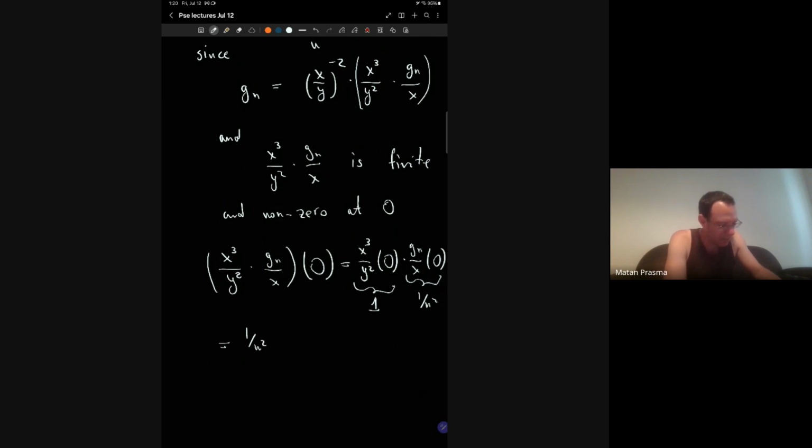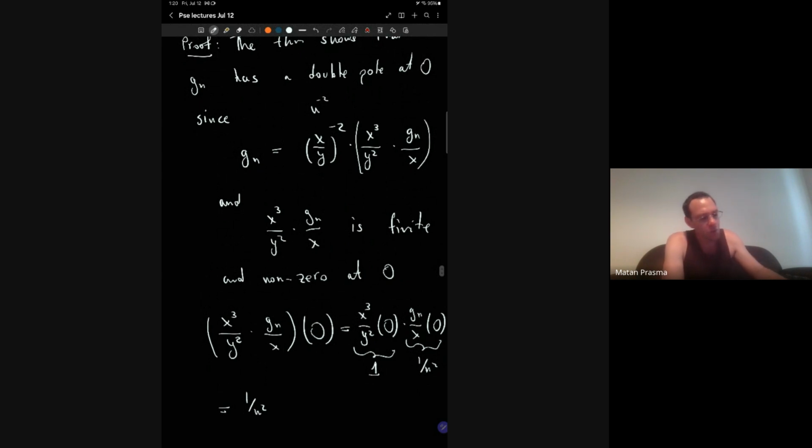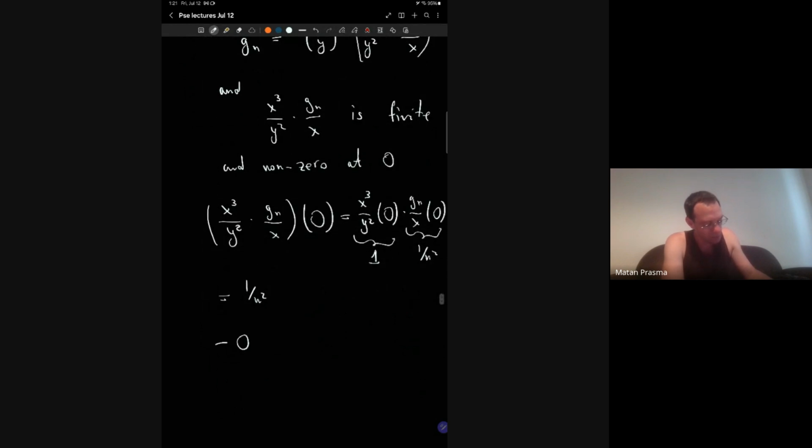But we don't care exactly about the value. All we need in order to calculate the multiplicity of a pole is a uniformizer to some degree times a function that is finite and non-zero at this point. So we conclude that the order of gn at O is minus 2.